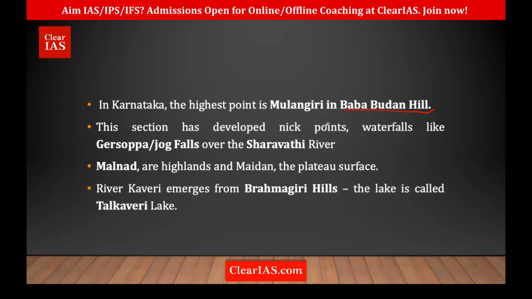Then there is one important hill, Brahmagiri, in the Karnataka region. And from there, the Kaveri is originating. All the important rivers of the South Peninsula, like Krishna, Godavari, and Kaveri, originate from this Western Ghats. From Karnataka's Brahmagiri hills, the Kaveri is originating. The place where it originates is called Talakaveri, and it also has a lake, the Talakaveri Lake. So from Brahmagiri in the central part of the Western Ghats, River Kaveri is originating. Clear?